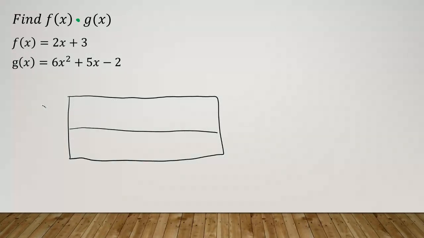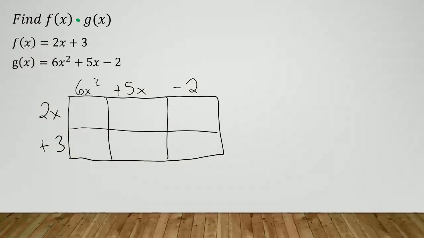And I know I need 2 spots for the 2x and then the plus 3, and I need 3 spots for the other one. So it's going to be 6x squared on top plus 5x minus 2. And so we're going to multiply them to fill the middle. So 2x times 6x squared is going to be 12x.